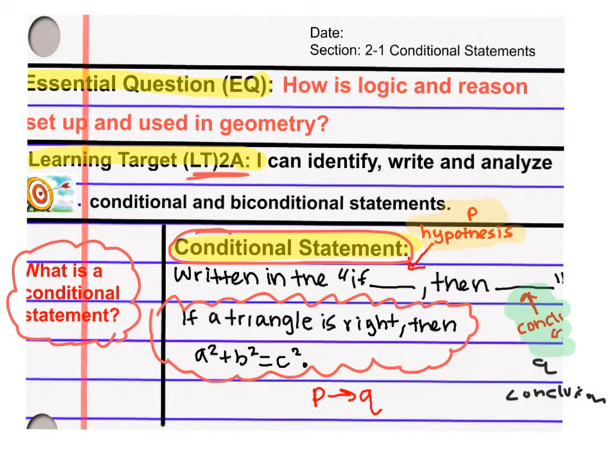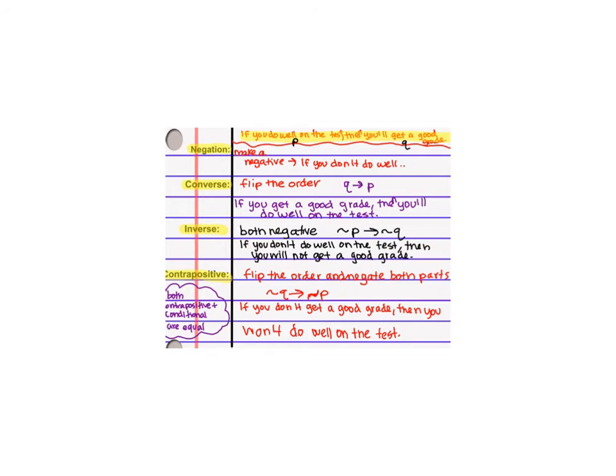So a conditional statement is written in if-then form. The first part is the hypothesis or letter P, and the second part is Q. And this arrow means if P, then Q. So that's the symbol for a conditional statement. Okay, so let's see. I'm going to try to cover up some of this stuff so it's not all so overwhelming.